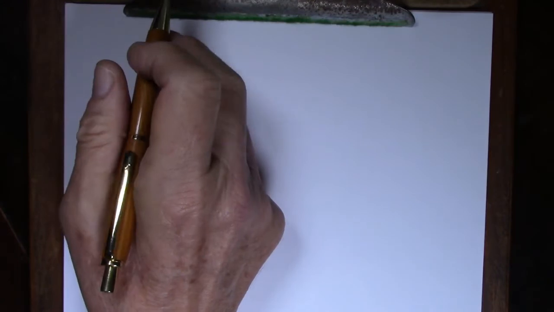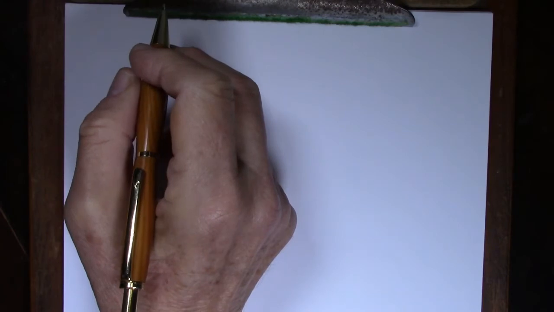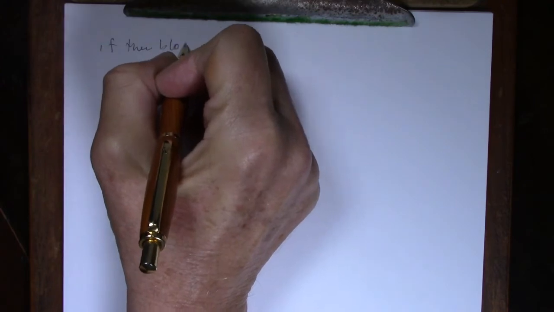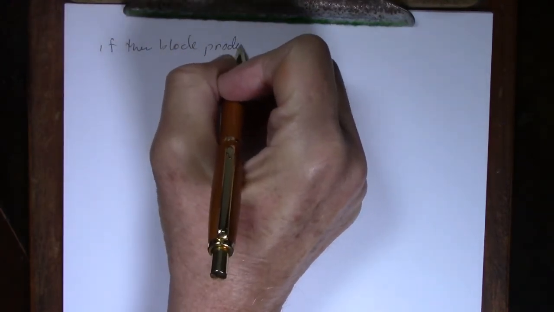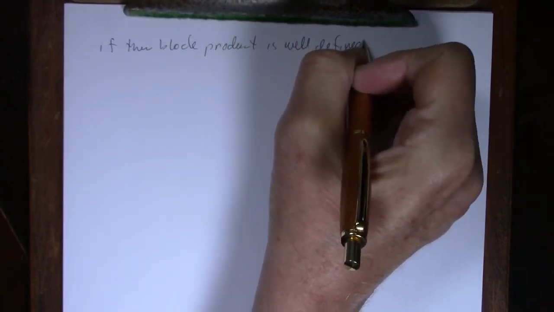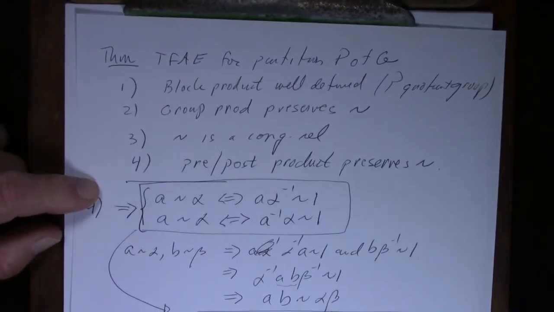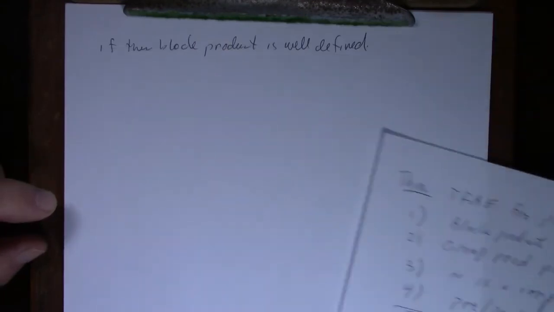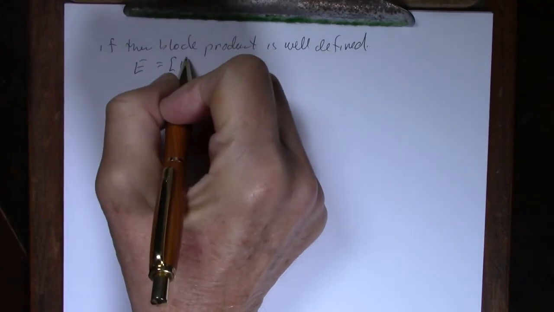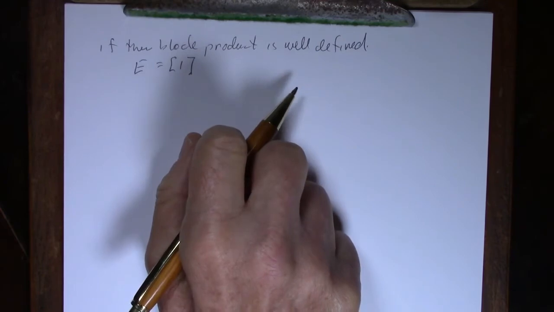I think that we've gotten to this point now. It seems natural to ask if the block product is well defined, so we've got all of these 5 conditions here. We know that the special block is the block containing 1. It completely determines the partition. Therefore, it determines the other blocks. What do they look like?